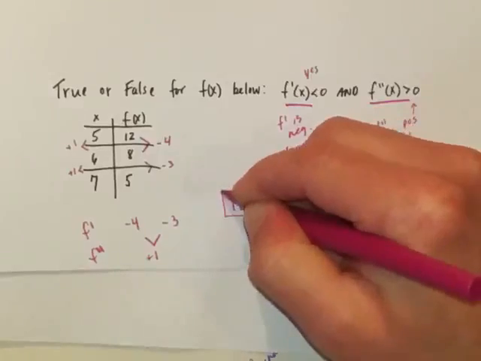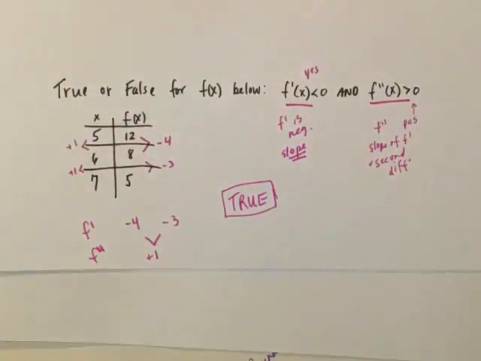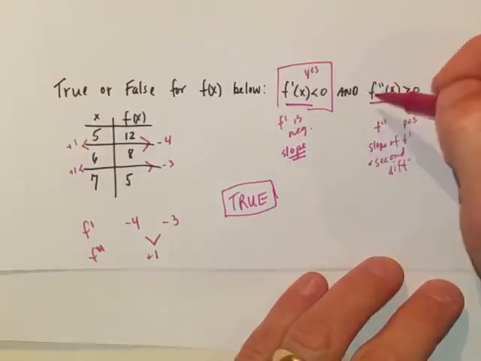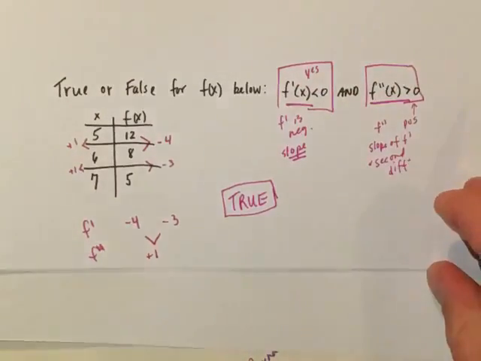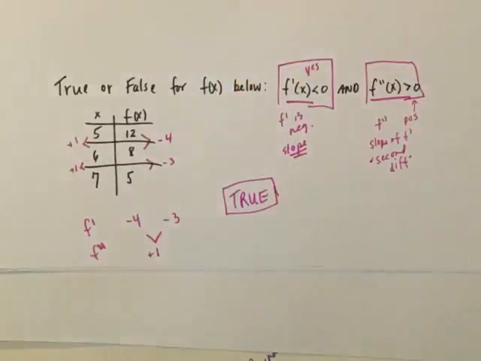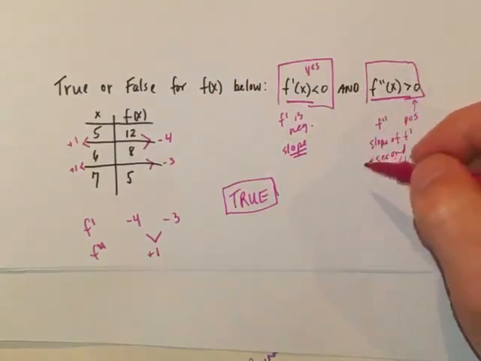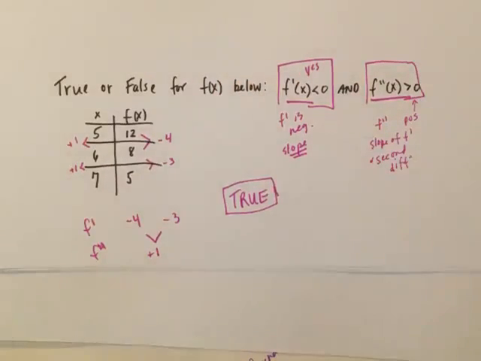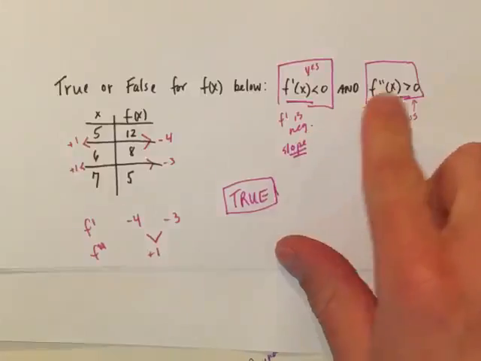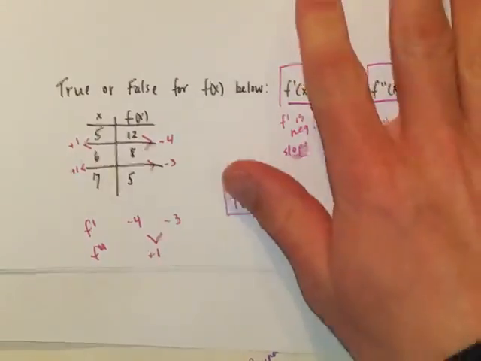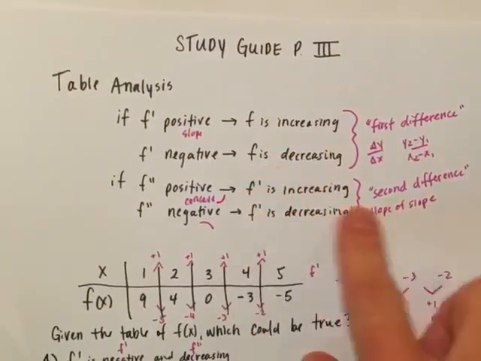Now, you won't see a true or false question on our assessment, but you will see questions that maybe ask you to annotate things in this way and to analyze a table in this way. So I want you to focus on my annotations and my work here to see how I was able to think about this problem and to set up a strategy to attack it. Once again, f prime first difference, f double prime second difference, and pay very close attention to what those two things mean.